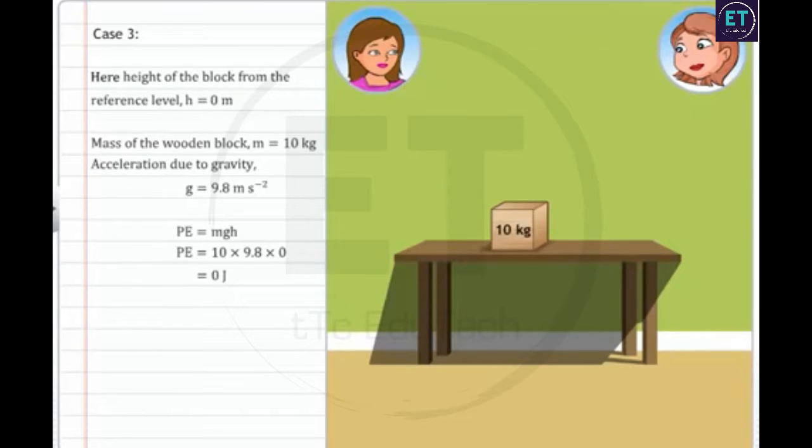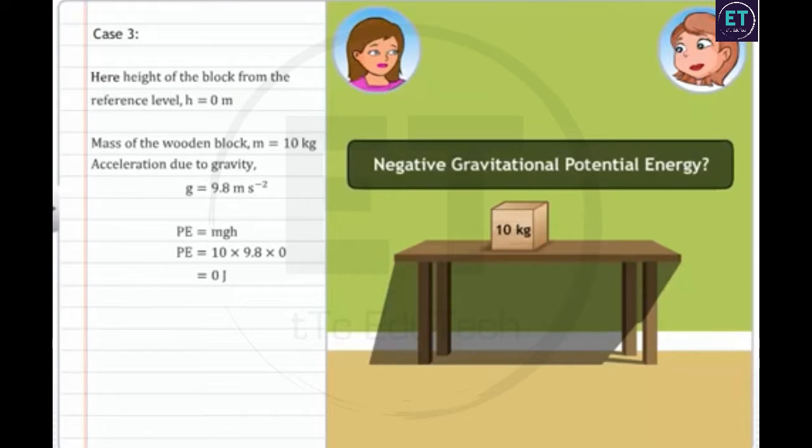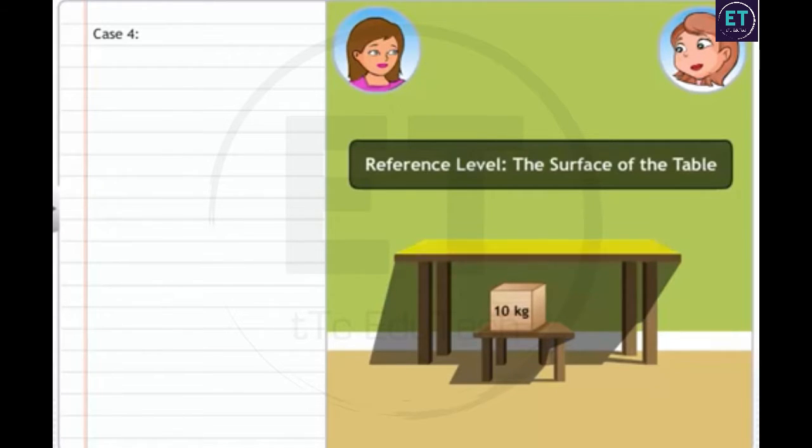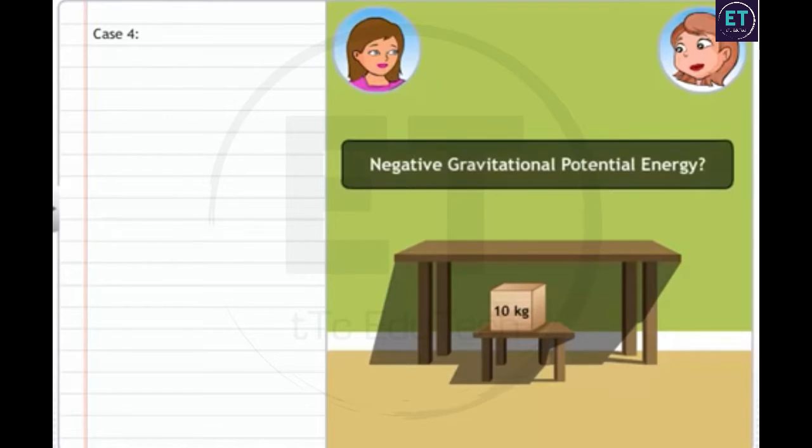That's interesting. But I have another question. From the examples we have seen so far, gravitational potential energy always seems to be positive or 0. Is it possible for the block to have negative gravitational potential energy? Yes. Case 4 illustrates such a situation. Suppose the block is placed on the surface of the stool. In such a situation, if we take the reference level of the block as the surface of the table, then the potential energy of the block is negative.